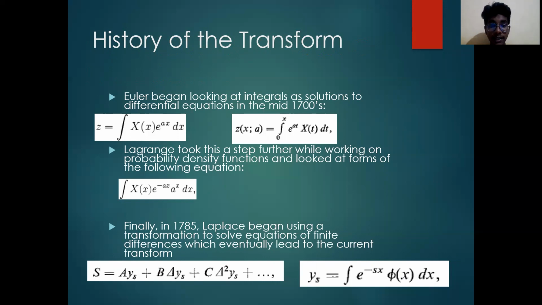Finally, Laplace began using a transformation to solve equations of finite differences, which eventually led to the current transform. S equal to A into Ys plus B into delta Ys plus C into delta square Ys and so on. Ys equal to the integration of e power minus sx of x dx is the formula of Laplace.